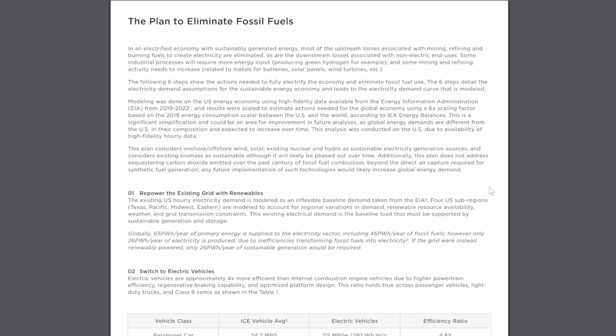And we can't make use of it. However, in an electric vehicle, we can actually make use of that extra energy, and that's the regenerative braking. Plan to eliminate fossil fuels. They have a 6-part plan, so we'll go through that here.